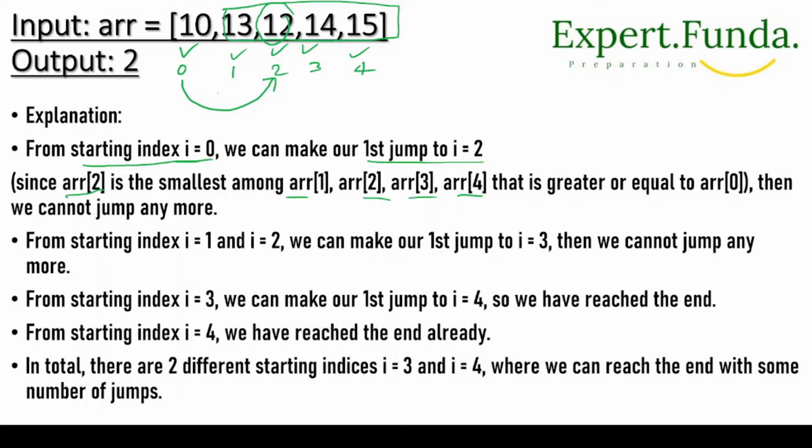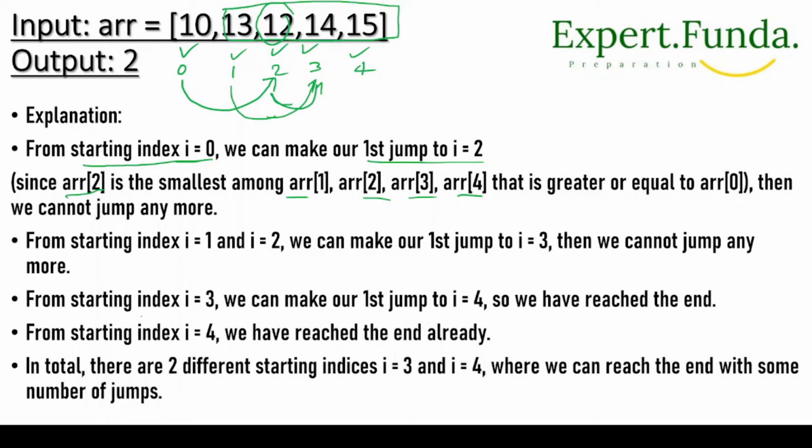From the starting index 1, let's suppose we are going to here, and again we can say here or from here. We can make our first jump to 3. Either we'll come to here, right, or this jump can come to here. Okay, so we cannot jump any more from here to any other places, right? Both jumps can come here. Next, what is it saying, but we are not reaching the last one.